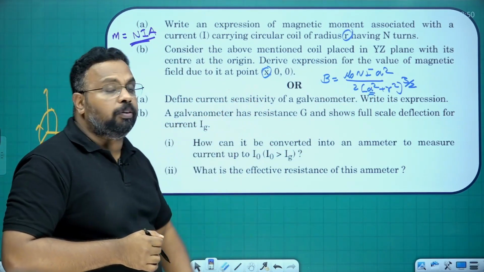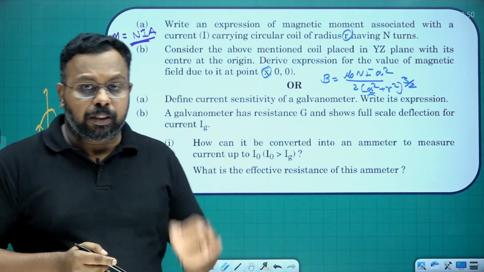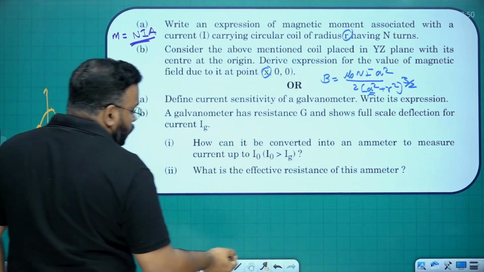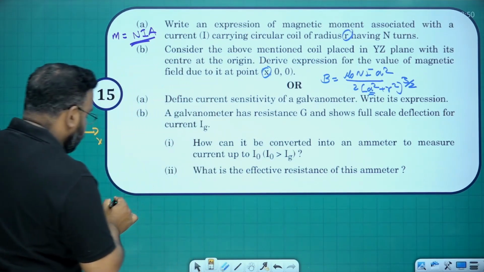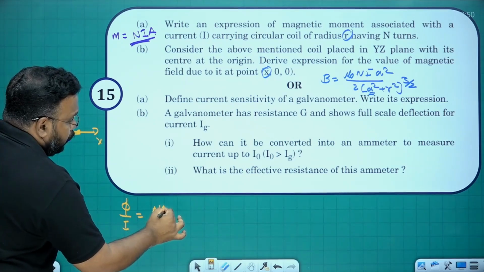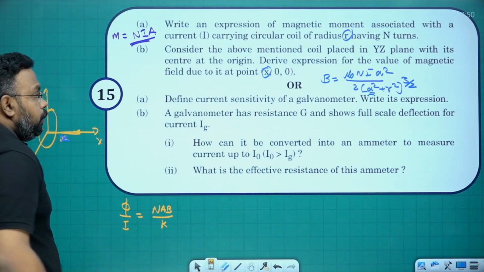Define current sensitivity of a galvanometer, write its expression. Current sensitivity, a question from moving coil galvanometer. What is meant by current sensitivity? Deflection produced per unit current, phi by I, right? And what is its equation? N A B by K. N A B by K.